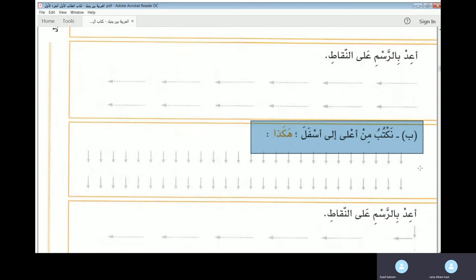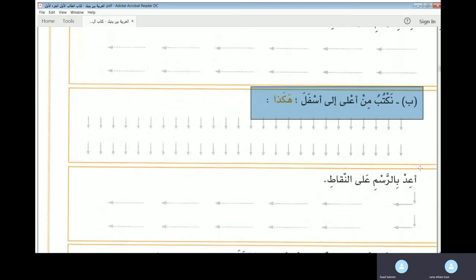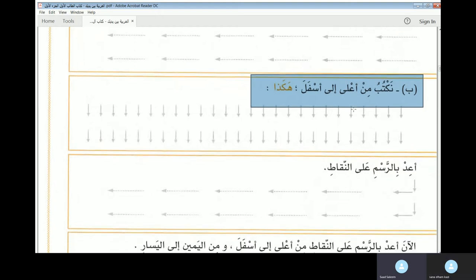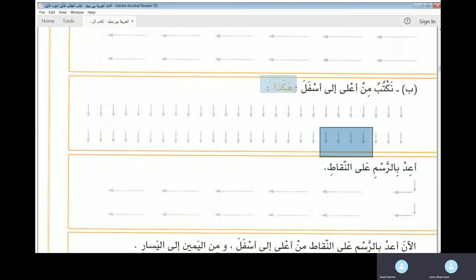Naktubu min a'la ila asfala, hakaza. A'la means height, top, above. We write from top to bottom. Asfala is bottom. Hakaza means like this. Again, he wants you to move your pen on these dots to improve your writing.